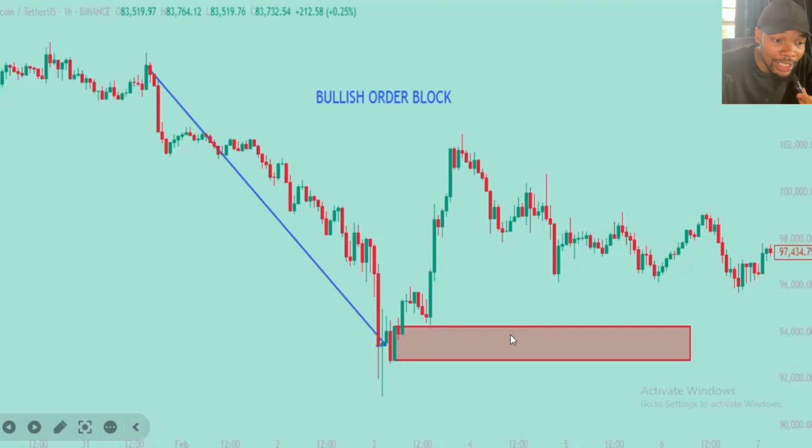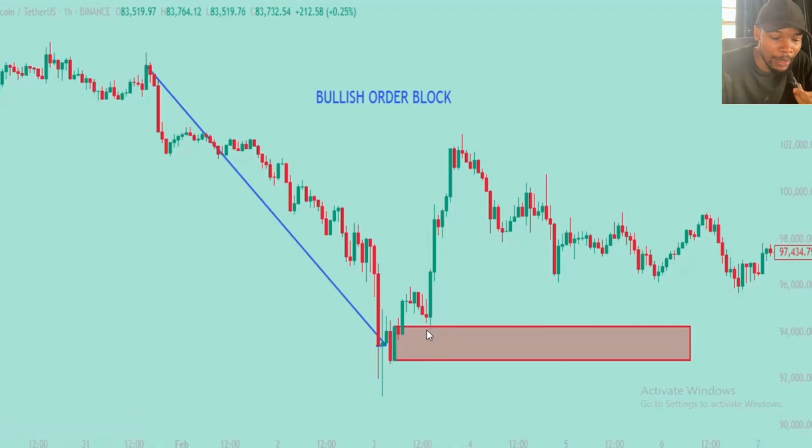Use your rectangle to draw a map from the first green candle, because it's a bullish order block, because the price is about to go up. So the first bullish green candle, you draw your rectangle this way. All right, and what do you do? You wait for price to come inside this place, then you can enter from here.